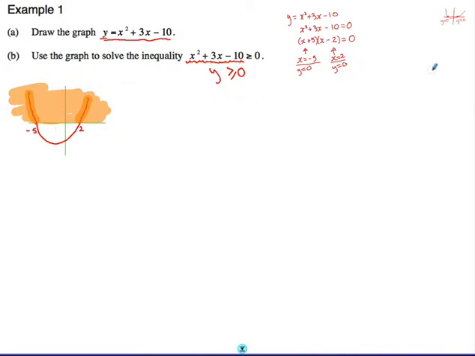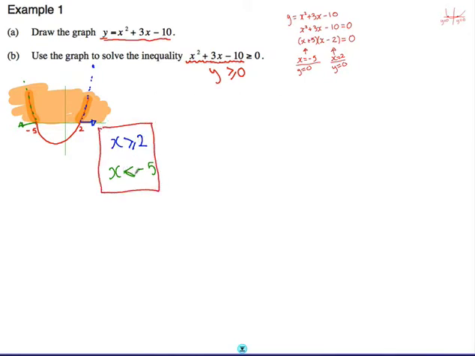Now, when x carries on going after 2, our y gets bigger and bigger and bigger. It doesn't go into the negatives. So when x is bigger than or equal to 2, our y is always positive. And when x goes this way, our y's are always positive. So when x is less than or equal to minus 5, our y's are always positive. And here are our 2 inequalities.